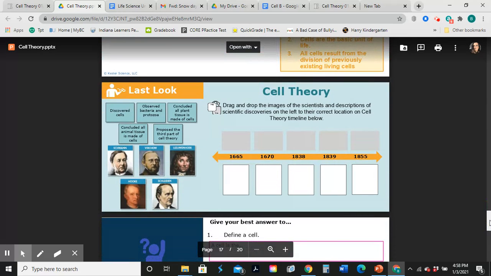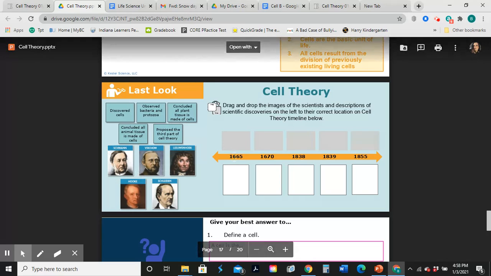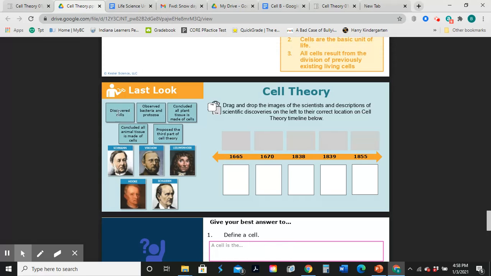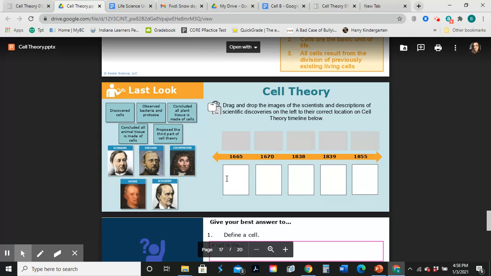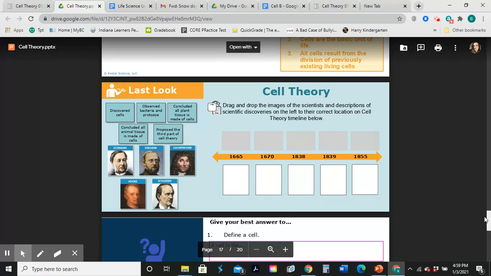For our cell theory here, we're going to determine the person and the accomplishment that they did. So you will drag the person to the appropriate date, and then you will tell me what they did by dragging that accomplishment to this lower box. Feel free to look at your previous slides to be able to have the dates and the accomplishments and the persons.